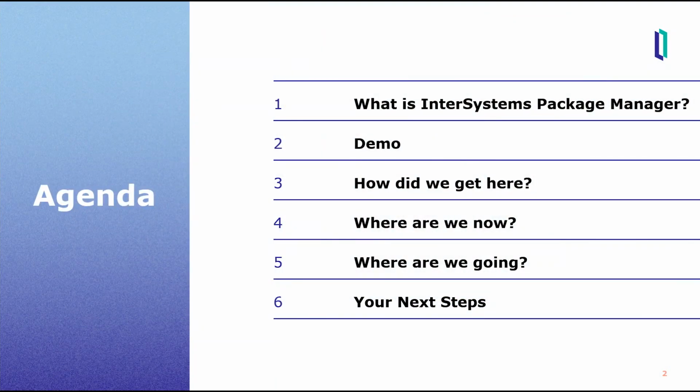We'll start out just explaining what InterSystems Package Manager is with a brief demo of some of the different basic things that it can do. It can also do a whole lot of really complicated things that we're not going to demo. We'll talk a little bit about the history of how we got to where we are now, then where we actually are now, where we're going, where Bob will chime in with the roadmap, and some next steps that you can take to get involved and try things out and consider adopting IPM for your own use.